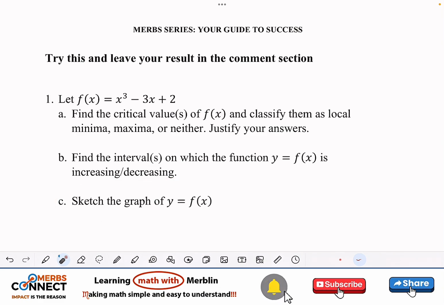Good. So what we are going to do in the next video is talk about absolute maximum and absolute minimum. And with that video, you'll be able to differentiate local maximum and local minimum from absolute maximum and absolute minimum. So see you in the next video.